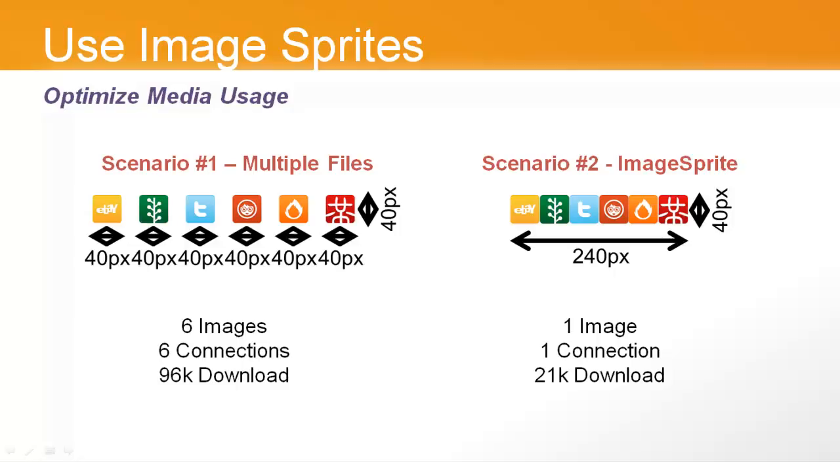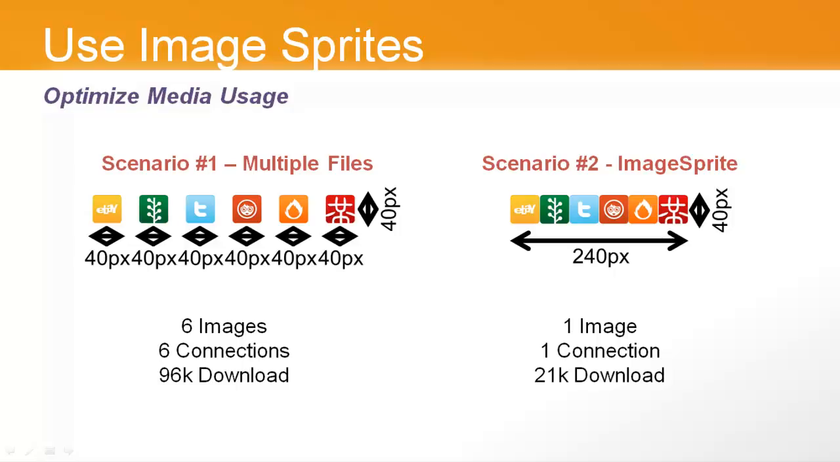In scenario 1, we have multiple files. So here we have 6 images, 40 by 40, 6 connections. That means that we're maxing out the number of concurrent connections, and that also means that we're downloading 96K from the server. If we put all of this together in one single image, like the one in here as a sprite, we will have only one image of 40 by 240 pixels. It's going to mean that we're going to be using only one connection, and we're going to be downloading only 21K. That's a reduction of more than 3 times less than what we're downloading here. And here we're only using one connection. Here we're maxing out all of the concurrent connections that we can do to a domain.